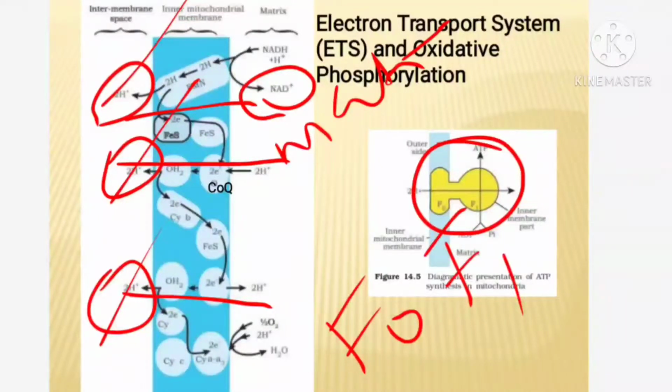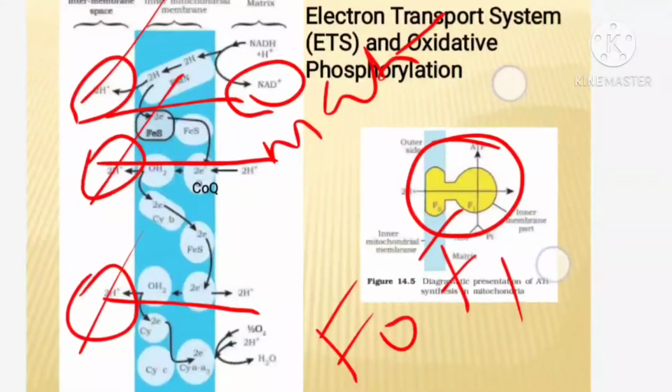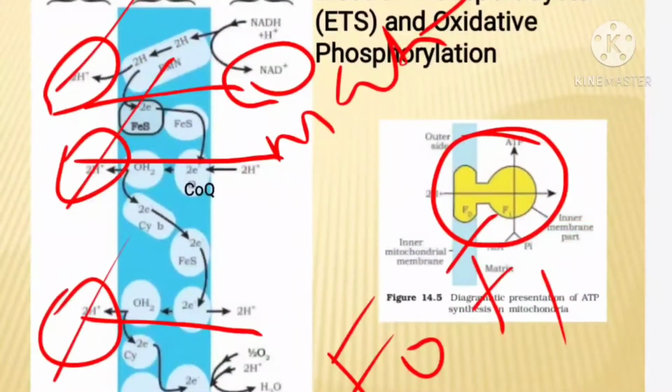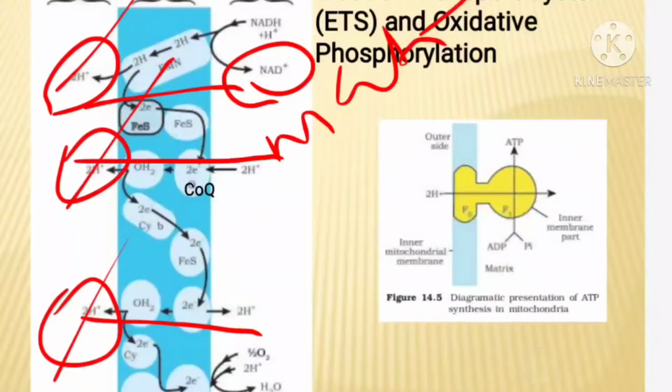We have already learned this, isn't it? In the chemiosmotic hypothesis we have covered it. These are the carrier proteins. So, F0, F1 particles are called what? The carrier proteins. So, actually what is happening? Listen. This is the inner mitochondrial membrane. The blue part which you can see is called the inner mitochondrial membrane.